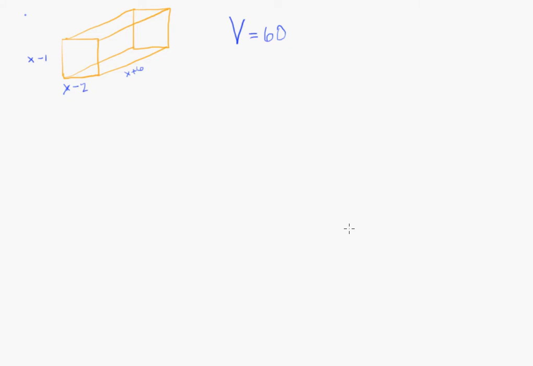This is an example of a volume problem that we have been working on in class. The volume of a rectangular prism is length times width times height. In this case, we have the volume given, which is 60, and these dimensions: x minus 1 times x minus 2 times x plus 6 equal to 60.